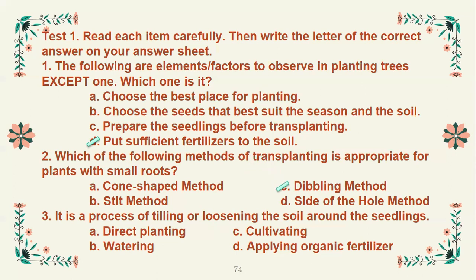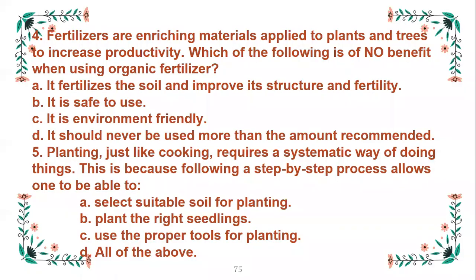3. It is a process of tilling or loosening the soil around the seedlings, so that the soil can absorb water and fertilizers easily. We need this process. This is cultivating.